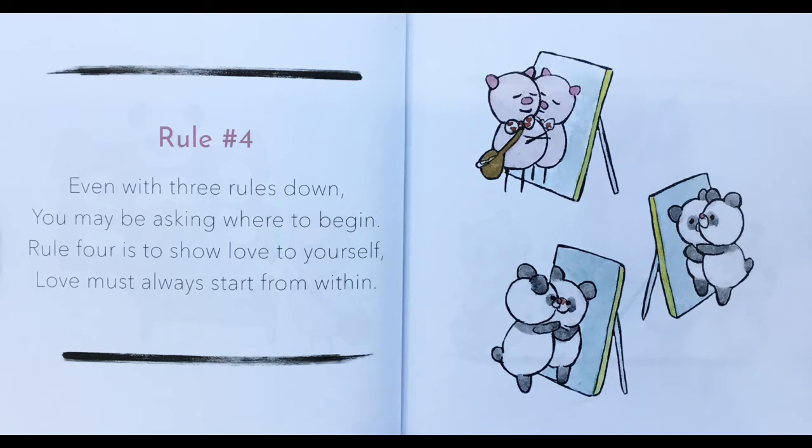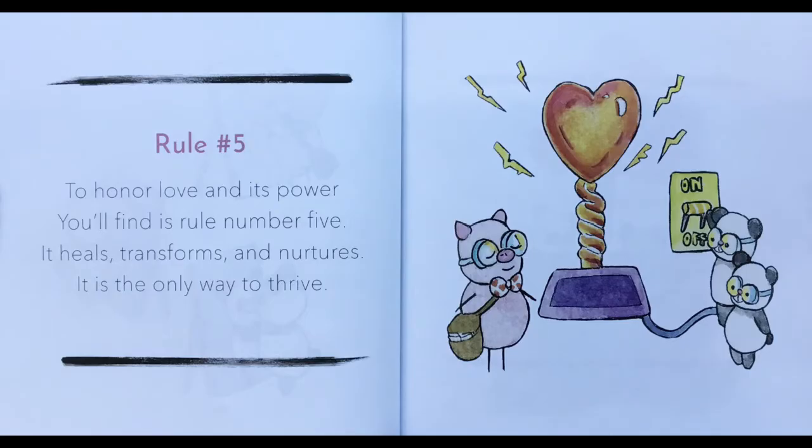Rule number 4. Even with 3 rules down, you may be asking where to begin. Rule 4 is to show love to yourself. Love must always start from within. Rule number 5. To honor love and its power, you'll find is rule number 5. It heals, transforms, and nurtures. It is the only way to thrive.